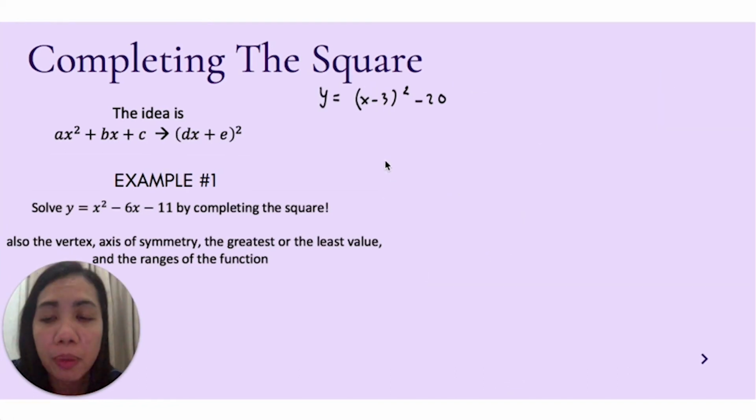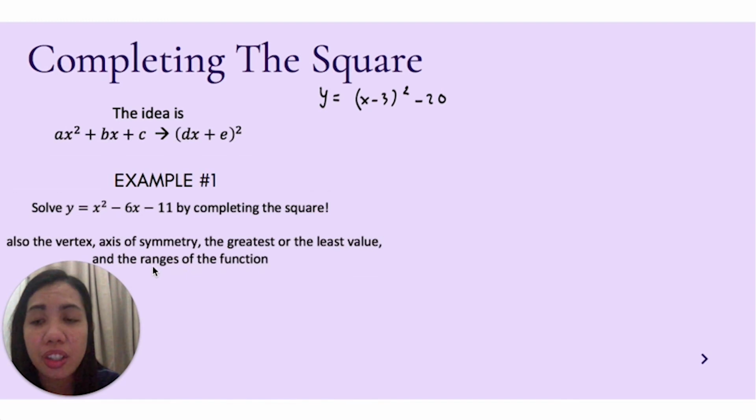Okay, based on what we have got previously, another expression of this quadratic expression is x minus 3 squared minus 20. Okay, now from this expression, actually we can find out other information, which are the vertex, axis of symmetry, the greatest or the least value, and the range of the function. Okay, now I'm gonna explain to you first how to get this. First thing first, please pay attention to the value of a here. So in this expression, a equals 1, which is positive.